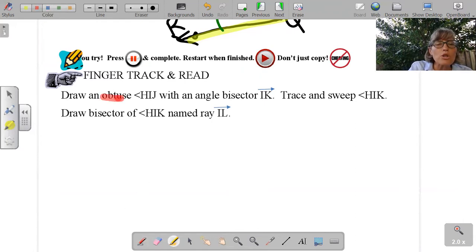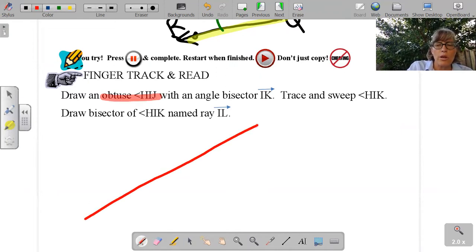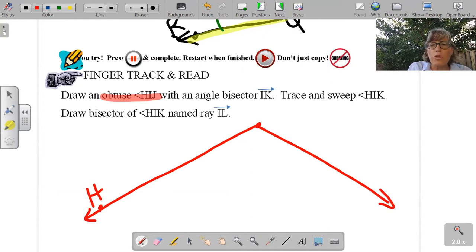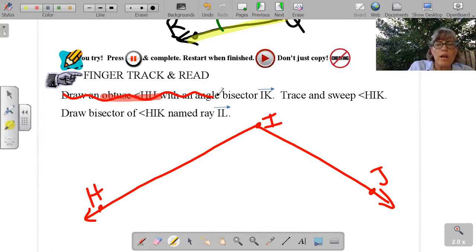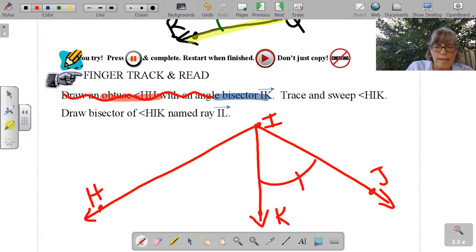It says draw an obtuse angle, HIJ. Obtuse means bigger than 90 degrees. If you flipped yours the other way, upwards, that's totally fine, or sideways. It doesn't matter as long as it's obtuse. With a bisector of IK. Hatch mark, hatch mark. Trace and sweep HIK.